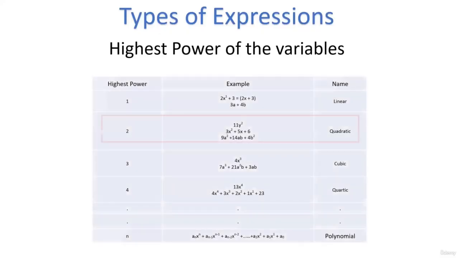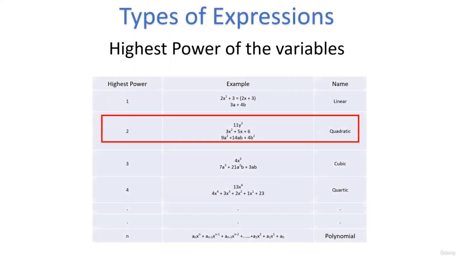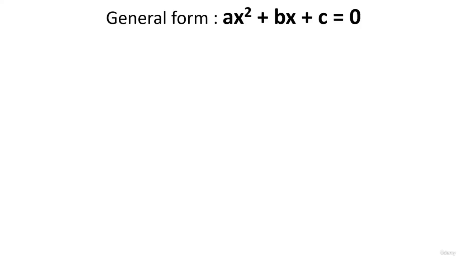The expressions which have the highest power of the variable as 2 are called quadratic expressions. When we equate them to something, they become equations. So we are talking about equations where the highest power of the variable is 2. A very general form of writing a quadratic equation is ax² + bx + c = 0.